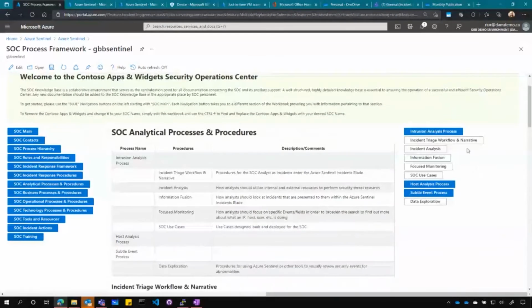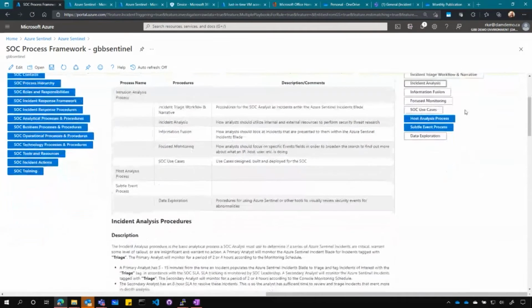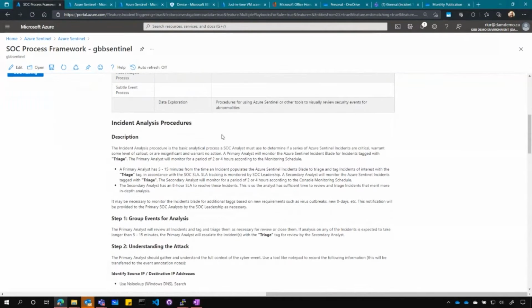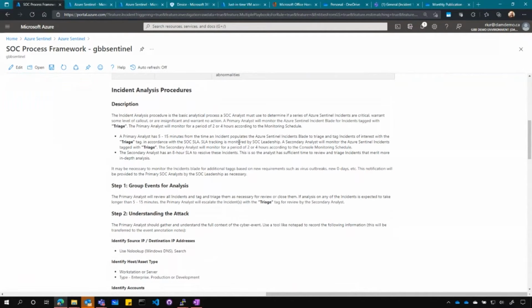All right, so we've covered the first two here. The next section is our incident analysis section. When we click on incident analysis, this gives us the incident analysis procedure. This is really important. What we've done is build a complementary playbook. This is an automation playbook called Get SOC Actions. And Get SOC Actions is going to work in conjunction with the section here called the incident analysis procedures.